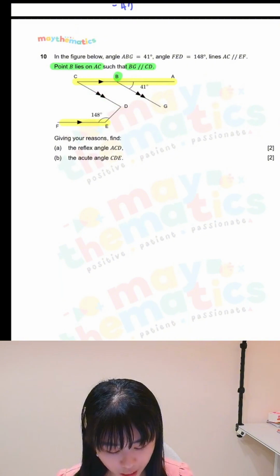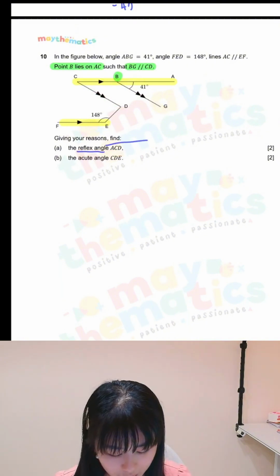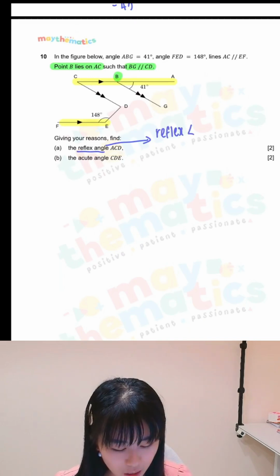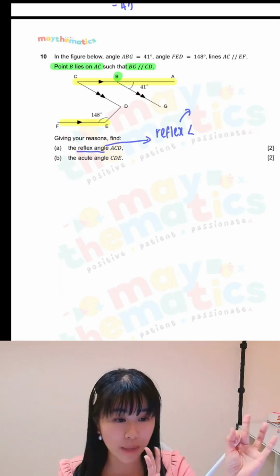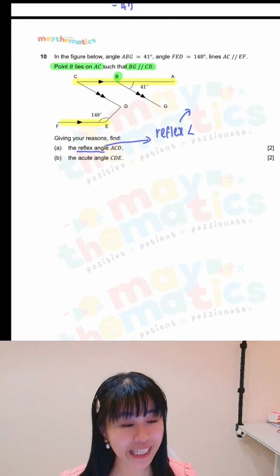Giving your reasons, find the reflex angle ACE. By the way, everybody, when they say reflex angle, what does reflex mean? Who can tell me? Reflex angle is between how many degrees to how many degrees?